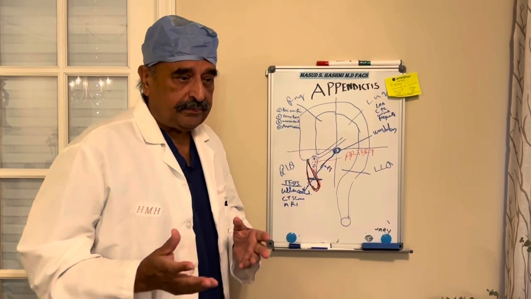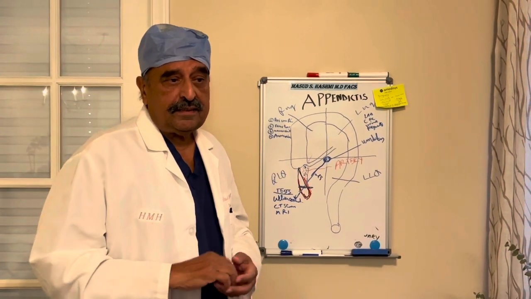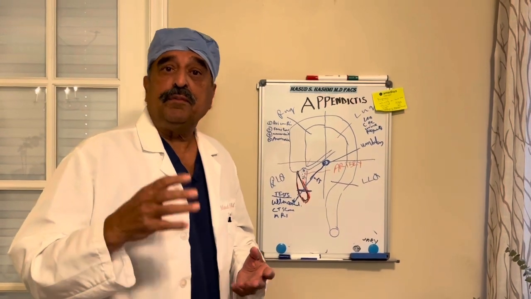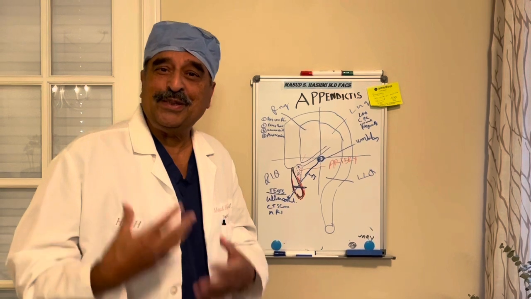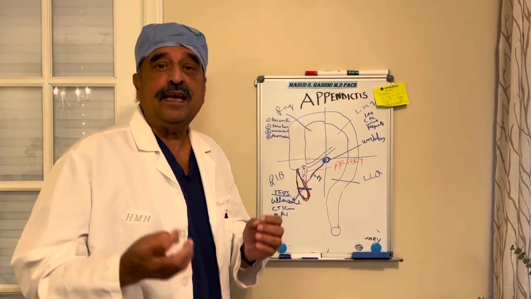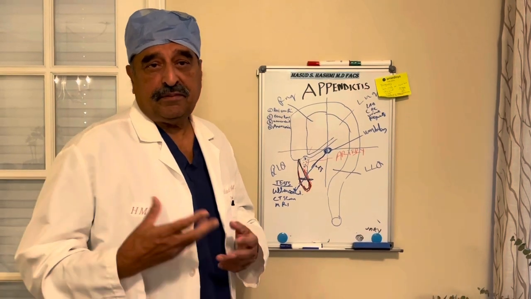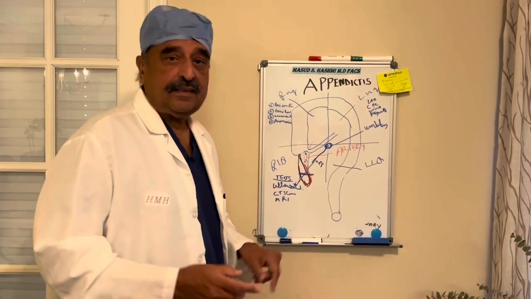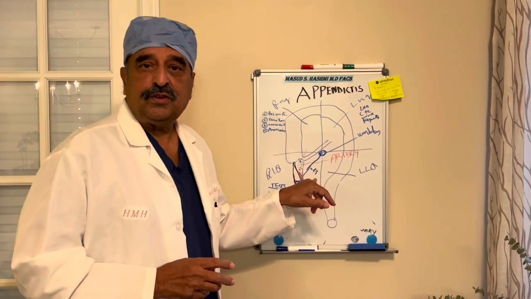Now, when we were residents in the 1980s, 20% of the time you could make a wrong diagnosis. But right now, in 2022, due to CT scan availability, maybe 3 to 4% of people have a normal appendix. So CT scan is the number one test. Then we're going to talk about what operations we do for appendicitis.